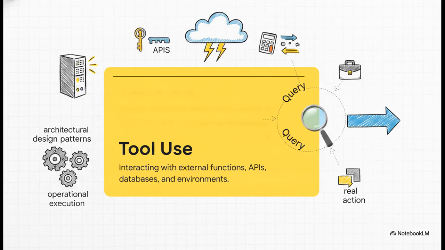Then there's tool use. This extends a system's capabilities to interact with external functions, APIs, databases, and the real-world environment. Without tool use, an AI relies completely on its outdated pre-training data. But by explicitly invoking APIs, it becomes a dynamic coordinator capable of taking real action. This is what bridges the gap between knowing something and actually doing something. Whether it's querying a database, performing a calculation, or executing a financial transaction, tools turn intelligence into operational execution.